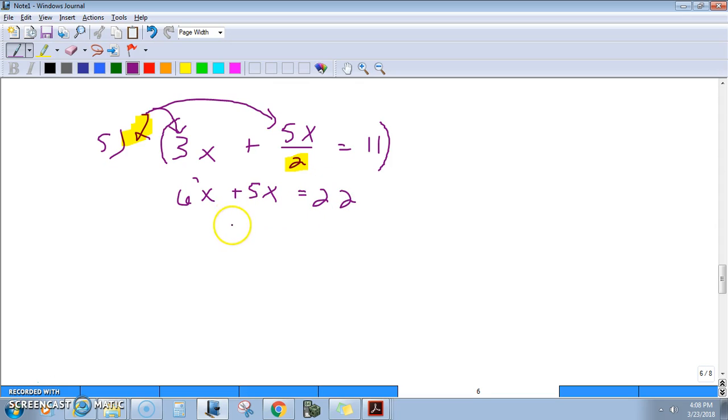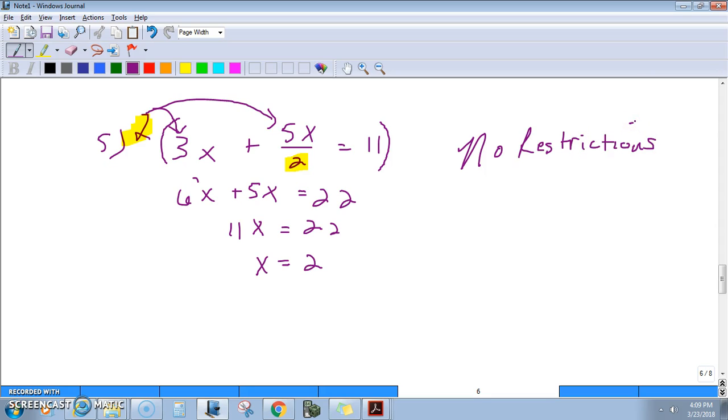Okay, so 5x plus 6x, we combine our like terms. We get 11x is equal to 22. And we have x is equal to 2. And again, there are no restrictions because we have no x in the denominator here. There's nothing that we cannot make the x, so that means there's no restriction. So x equals 2 is perfect.